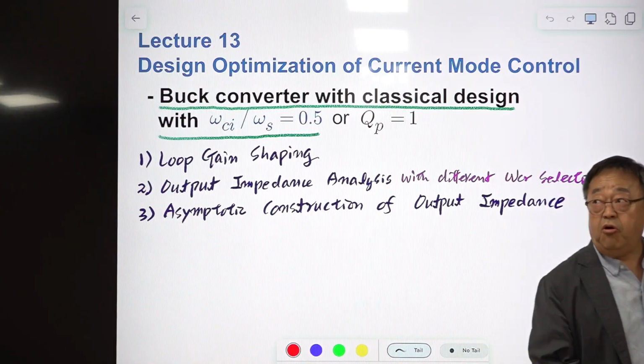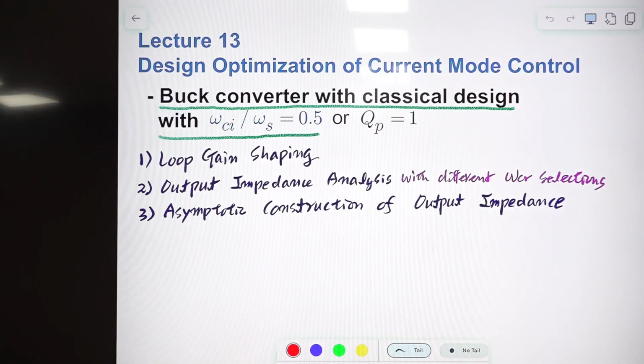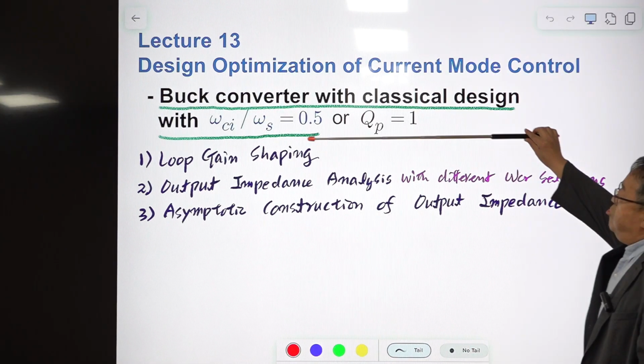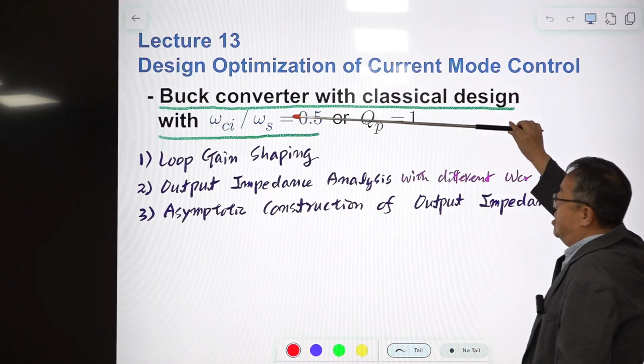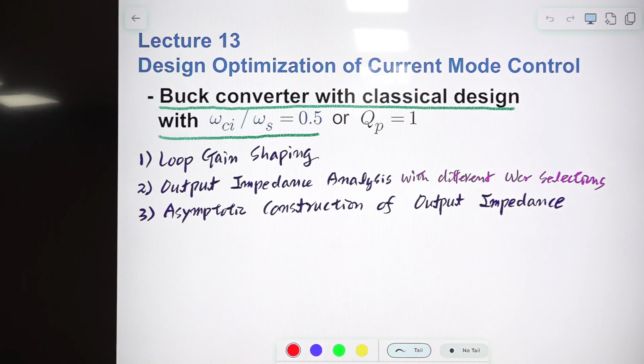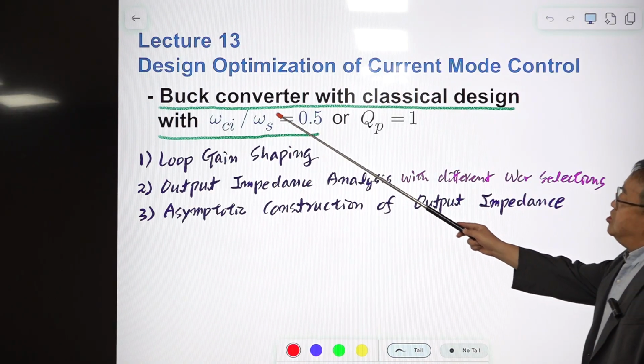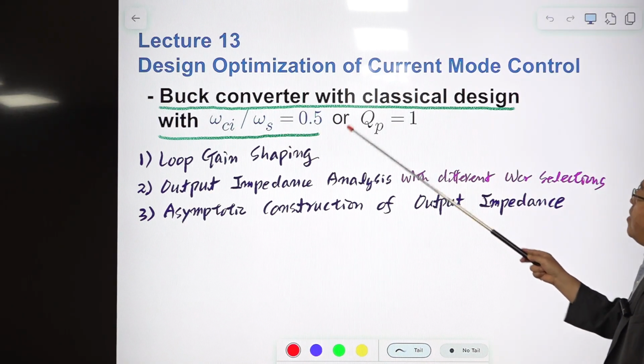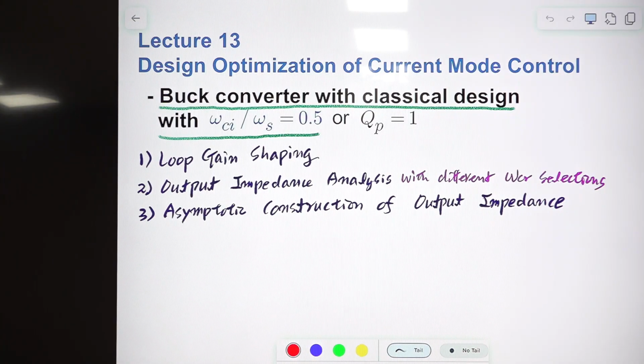Okay. We are in the middle of lecture 13, talking about the design optimization of current mode control. We are dealing with a buck converter with classical design, and the target of this design is placing the loop gain crossover frequency at 50% of the switching frequency. This target is the same as putting QP at 1 in the new design approach. Somehow I prefer the classical design approach, so we will follow it, but basically they are the same.